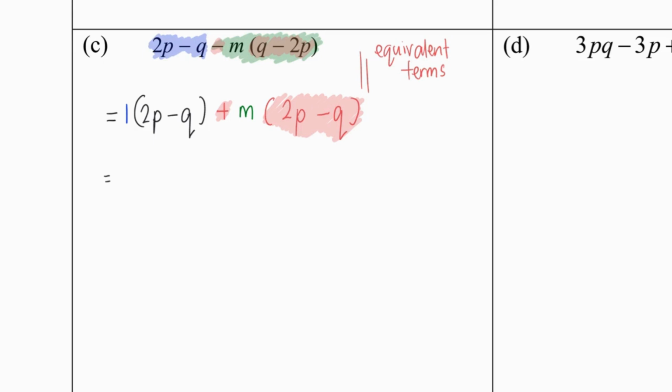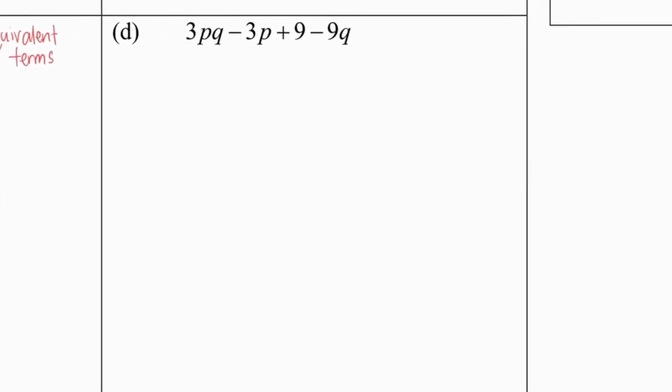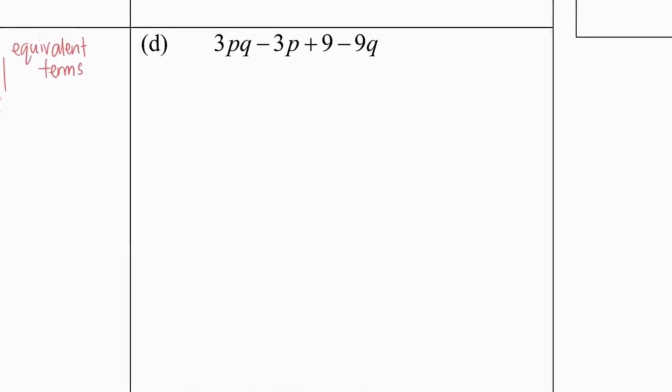Once I have that, it becomes pretty straightforward already. We are going to apply what we have learned previously in this video. 2p minus q is the common factor. I'm going to take them out, and I'm left with 1 plus m. Of course, m plus 1 is also the same. They are equivalent terms as well. And we are going to have more practice on these equivalent terms.